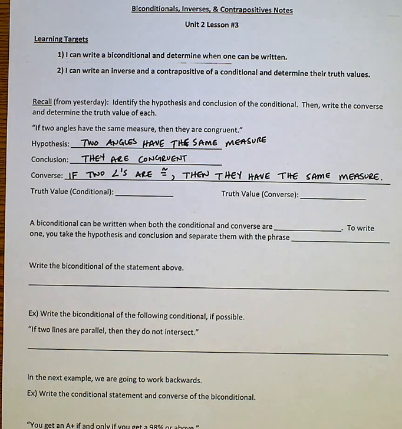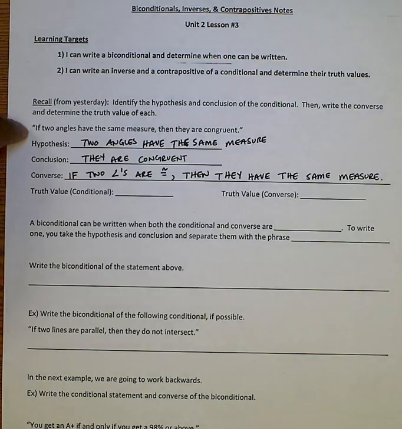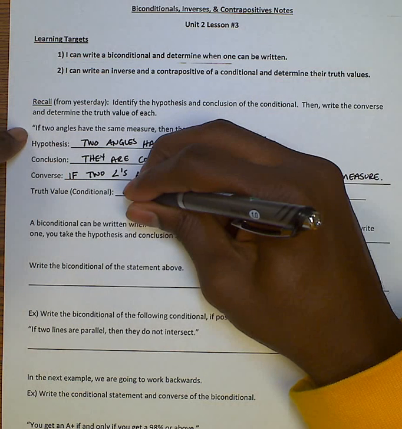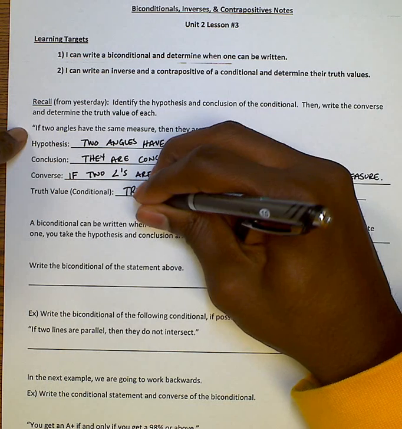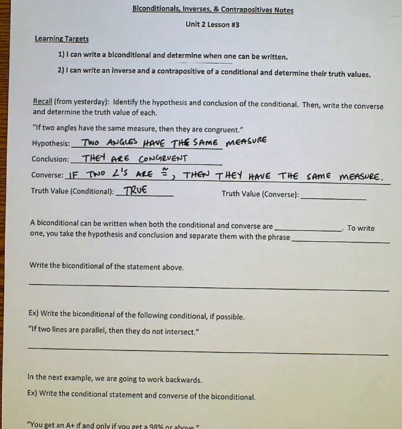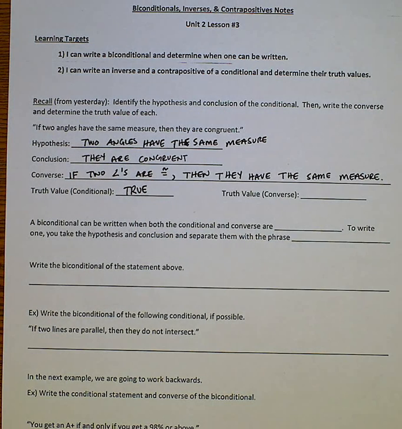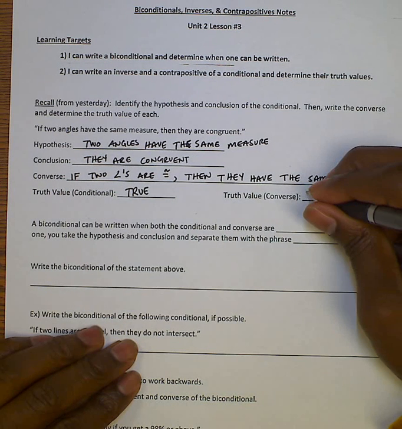So that's a review from yesterday. Remember truth values, we were able to tell whether a statement is true or false. So the truth value of the original conditional, if two angles have the same measure, then they are congruent, is true. That's what congruent means. And the converse says if two angles are congruent, then they have the same measure. Yep, that's true. That's what congruent means.